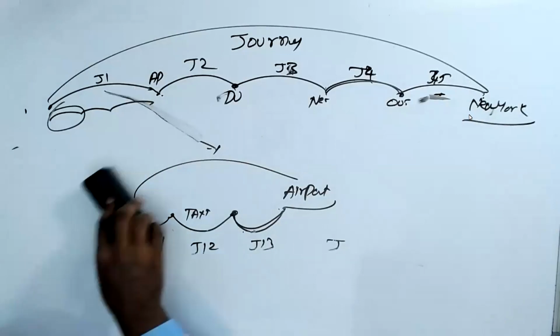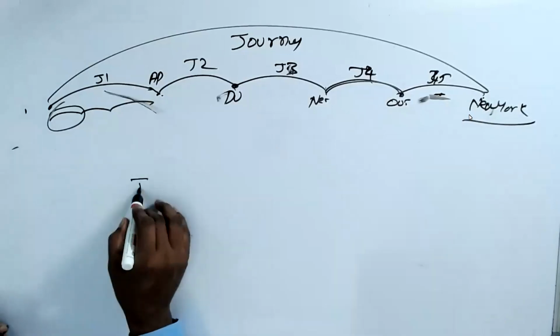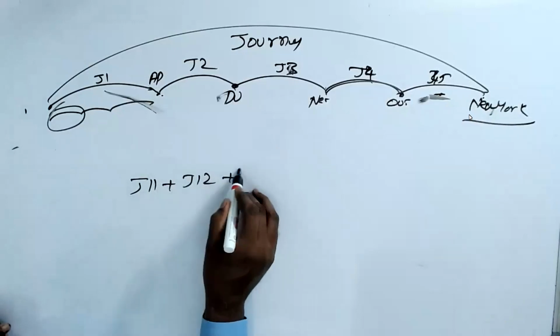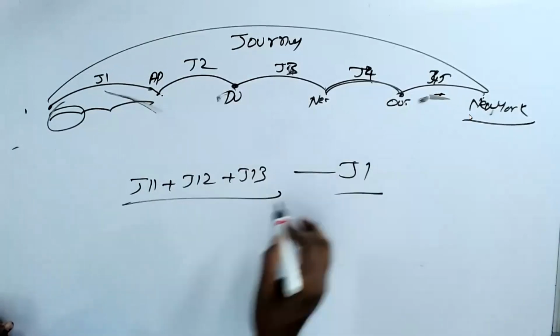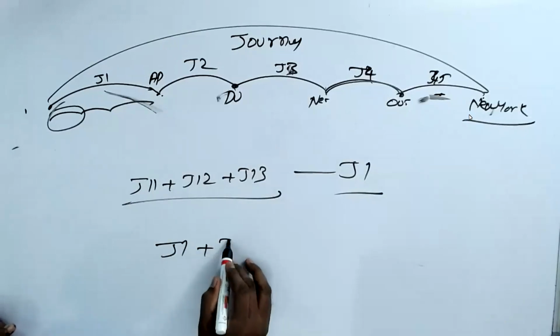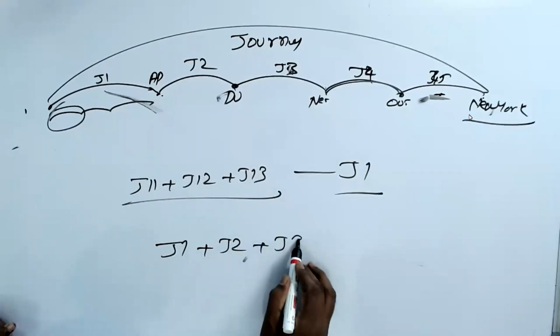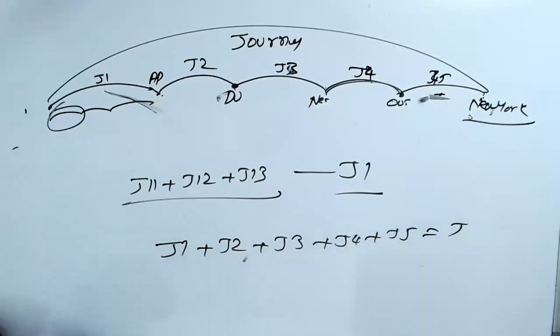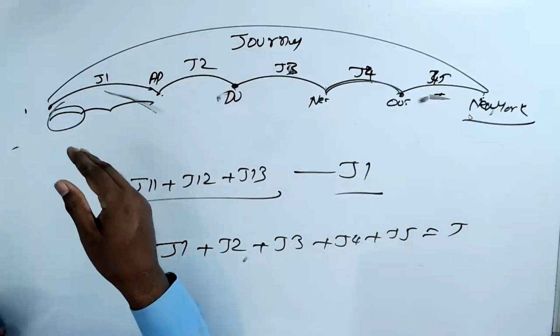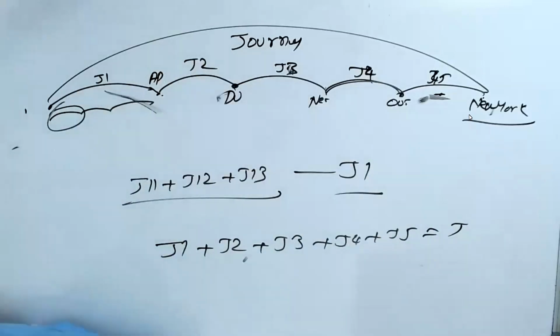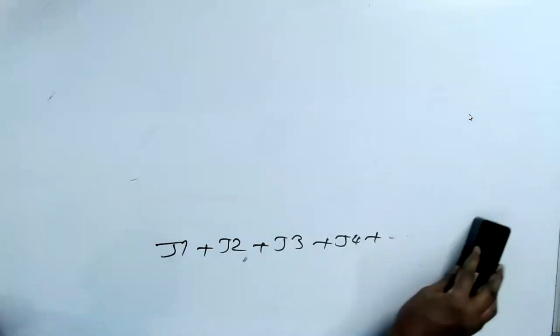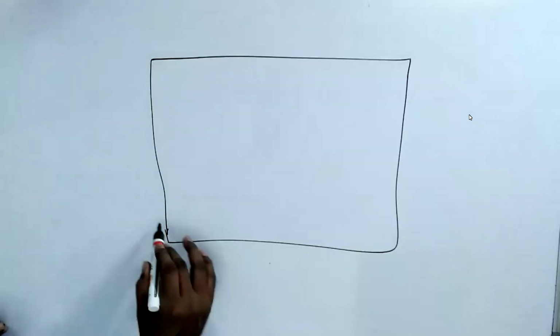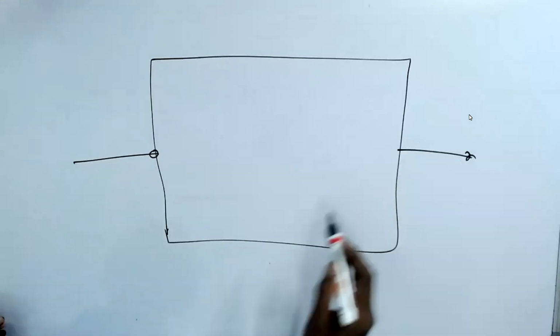So if you say that, see here, there's a confusion. J11 plus J12 plus J13 is called J1. Then J1 plus J2 plus J3 plus J4 plus J5 is the journey, J. So everything is journey. So journey plus journey is journey. Here is a problem you have. That's why people ask today, if you take a single board, there is an input, I get an output. This is electronics.